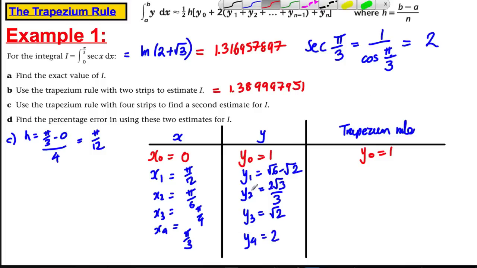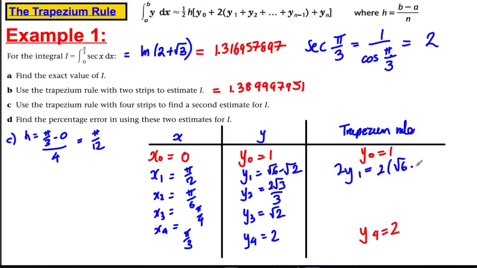Now we want the y0 and yn, so we're going to take those as they are, but we're going to double the rest. So this one here, we're going to have 2y1, which is going to be 2 root 6 minus root 2. We're going to have 2y2s, which are going to be 4 root 3 over 3. And we're going to have 2y3s, which are going to be 2 root 2s.